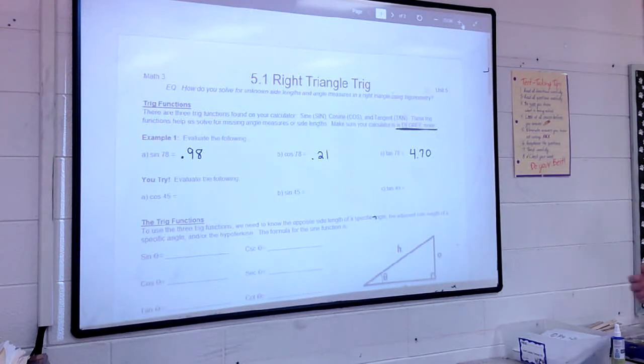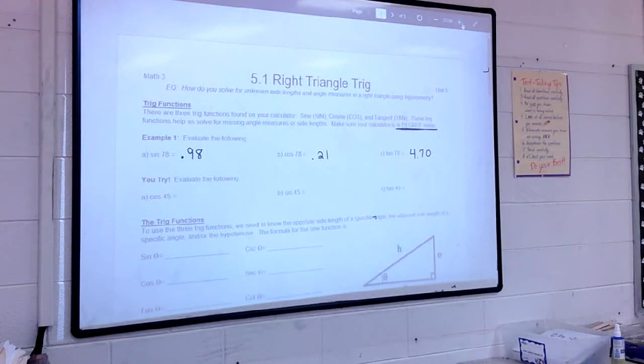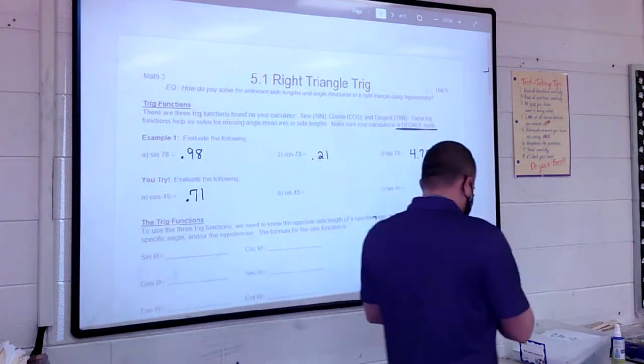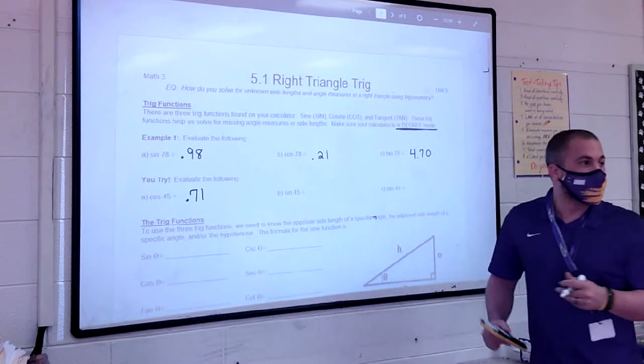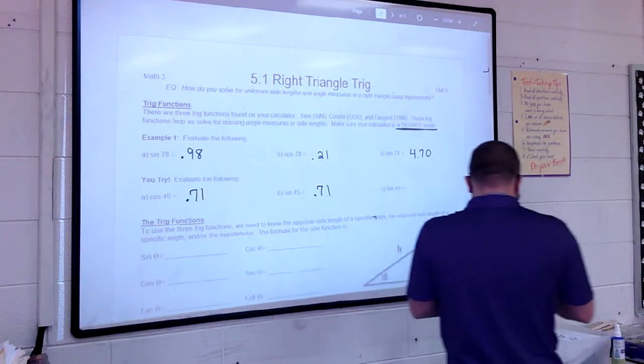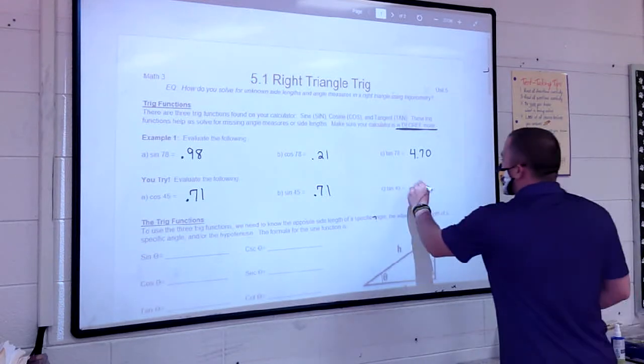Evaluate the following. Take a minute and do cosine 45, sine 45, and tangent 45, and round those to 2 decimal places, and then we'll come right back and make sure we got that. For cosine of 45, 0.71. That's what I got. And for sine of 45, interesting, 0.71 also. And for tangent of 45? 1. Interesting.